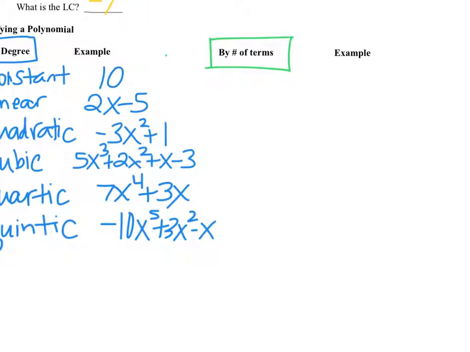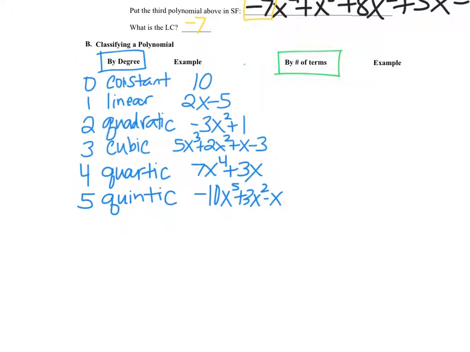Okay. Now, by the way, after that, there are 6th degree, 7th degree polynomials. We do not go that high. We usually stop around 5. So those are the ones you're going to be responsible to know.